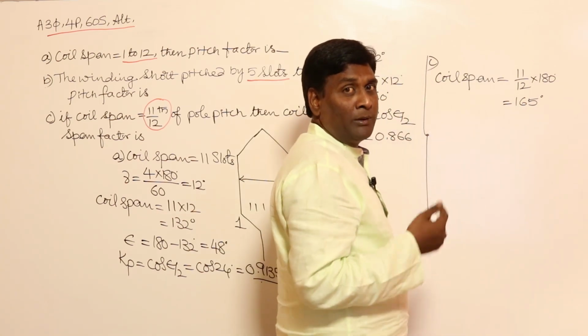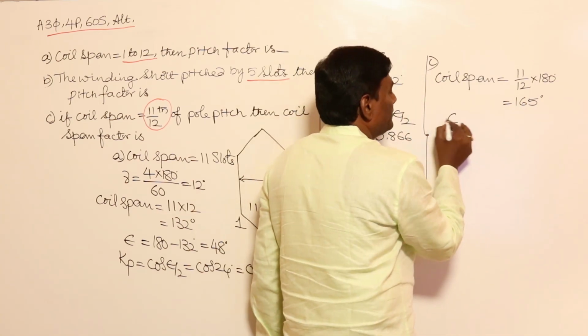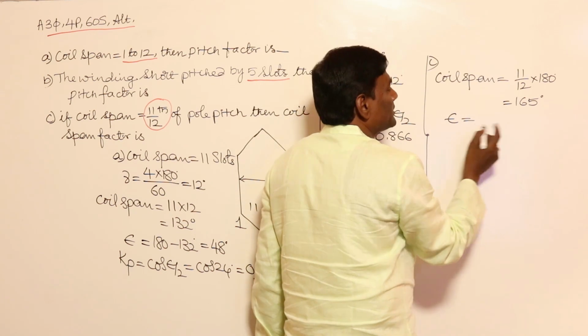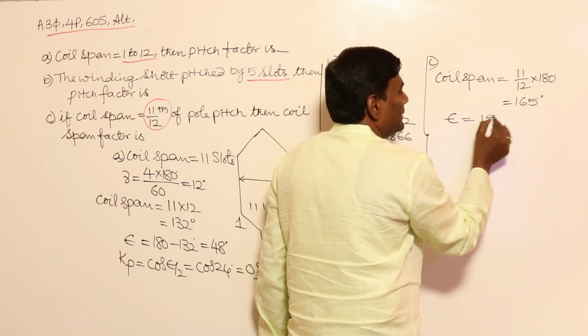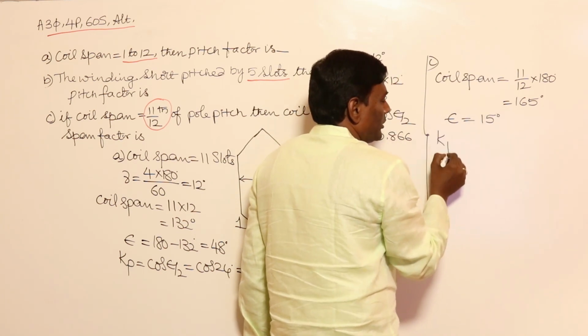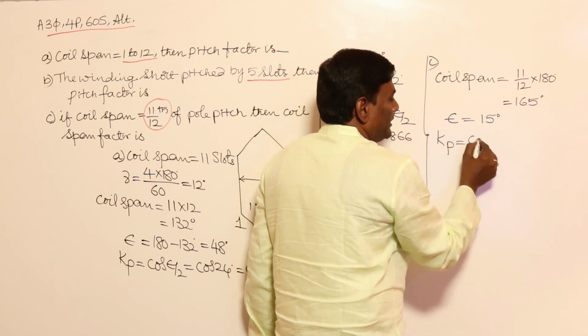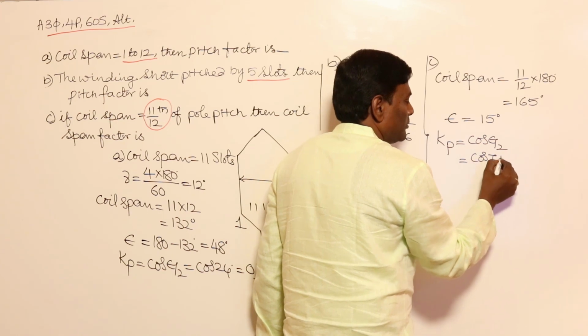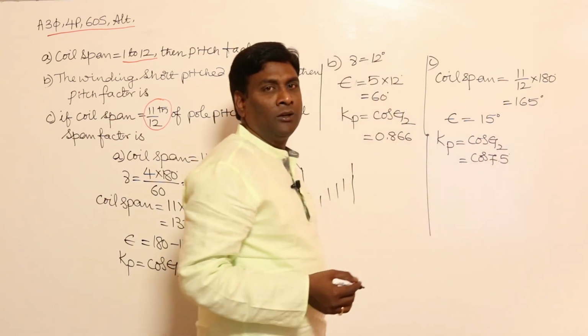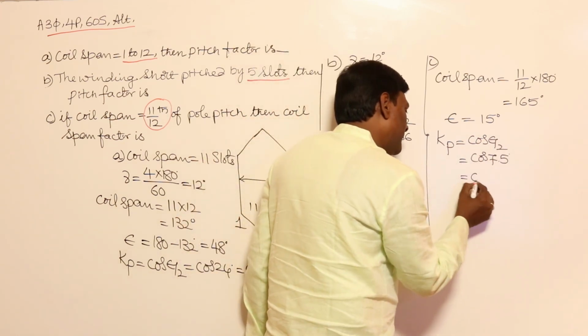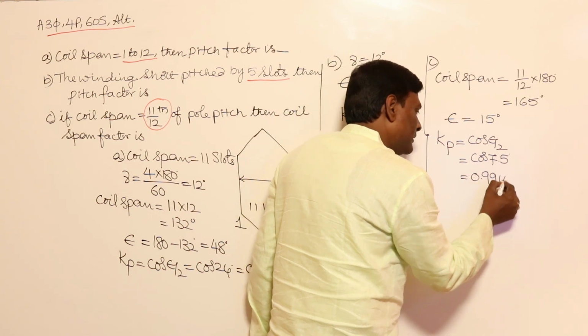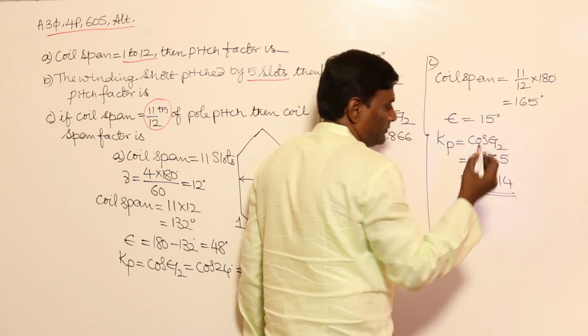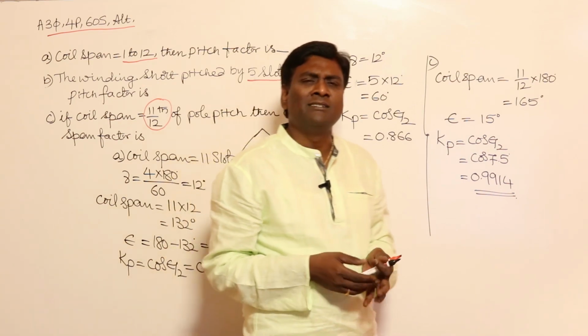So it is short pitched by 15 degrees. So epsilon equal to 180 full pitch minus 165 is going to be 15 degrees. Under that condition, what is pitch factor? Is going to be cos epsilon by 2 is going to be cos 7.5 degrees. Okay, so the answer is going to be 0.9914. In this way we have to calculate pitch factor. It's actually simple.